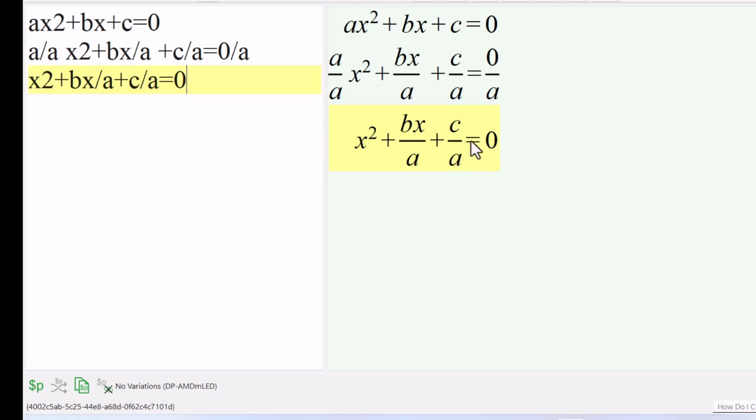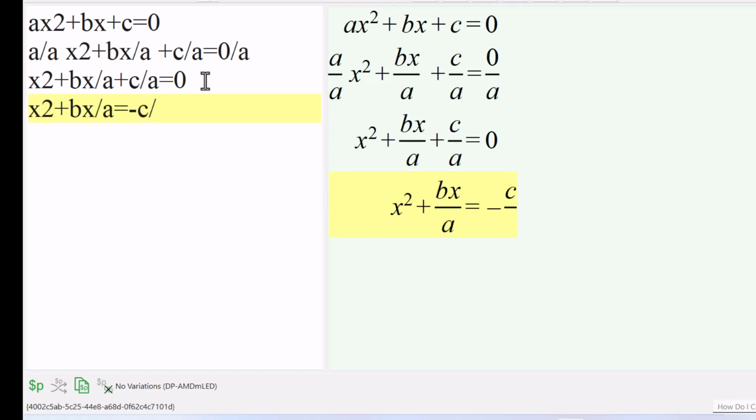Now the next thing, I need to take c over a out of this place. So c over a needs to come to this side of the equation. I'll now have my x squared plus bx over a equals minus c over a. Now I've moved my c over a to this part of the equation. Now this part I need to make a complete square. So how do I make this part a complete square?